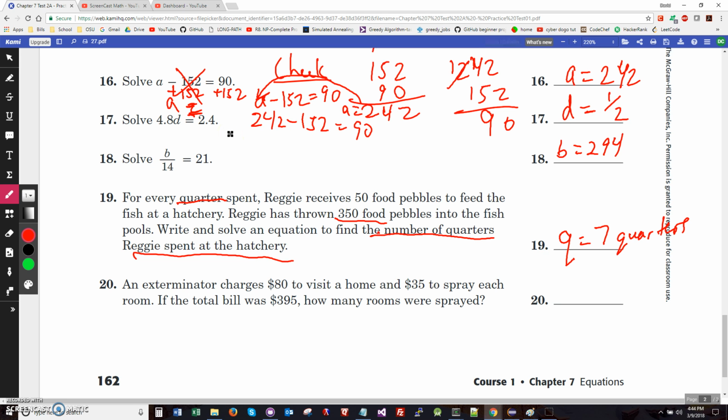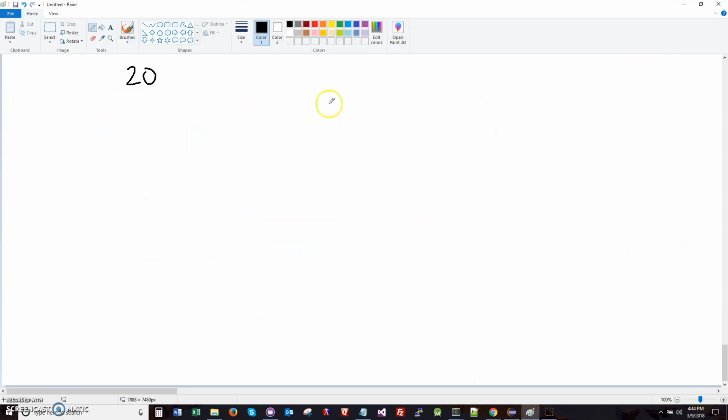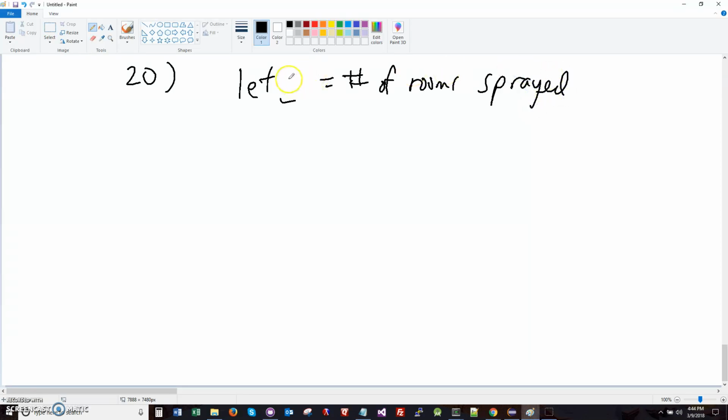An exterminator charges $80 to visit a home and $35 to spray each room. So you're paying $80 just for the exterminator to come out to the house, but then you have to pay on top of the $80 another $35 per room that he sprays or she sprays. If the total bill was $395, so there we have a total, how many rooms were sprayed? So now we know our variable. Let some letter be the number of rooms sprayed. Okay, well for rooms maybe I'll just choose a variable letter R for rooms.